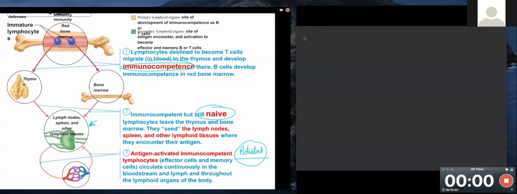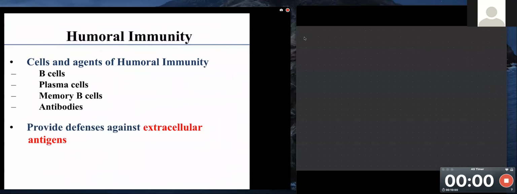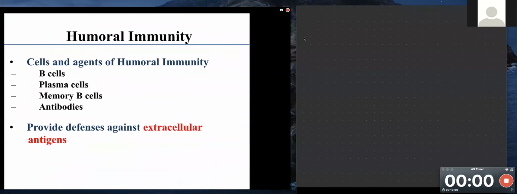All right, so moving on to first is humoral immunity. Again, humoral immunity is going to be mediated by B lymphocytes. If you remember what we discussed before break, we started by having the cells produced from the bone marrow. B lymphocytes are going to get their education in the bone marrow.